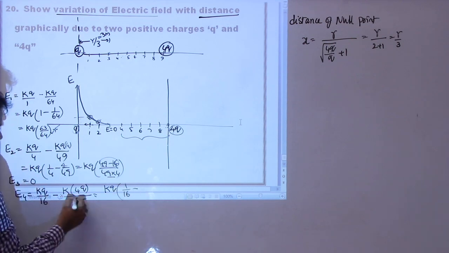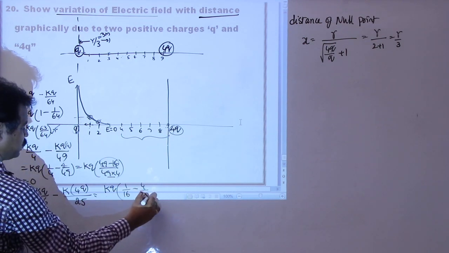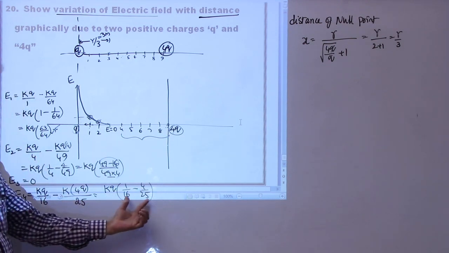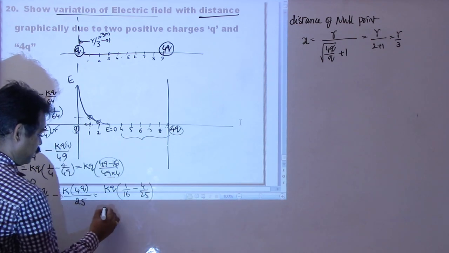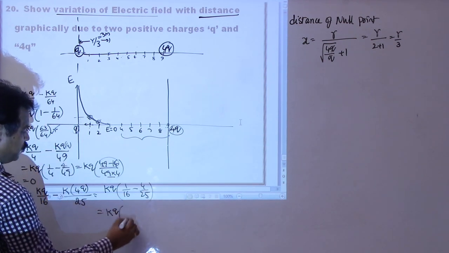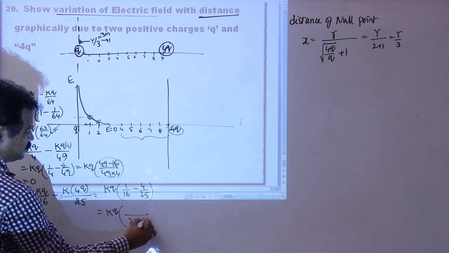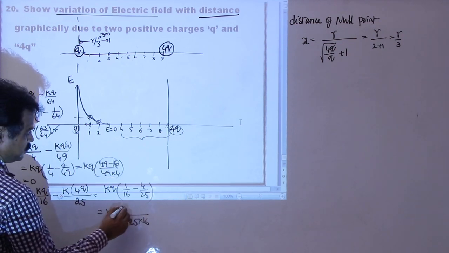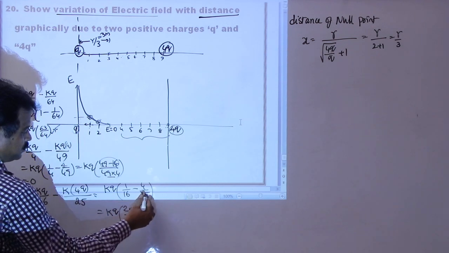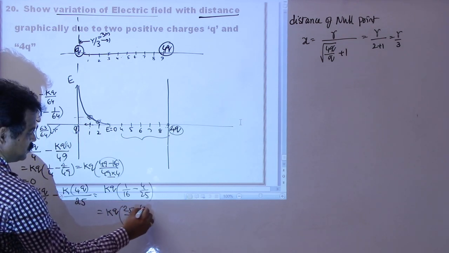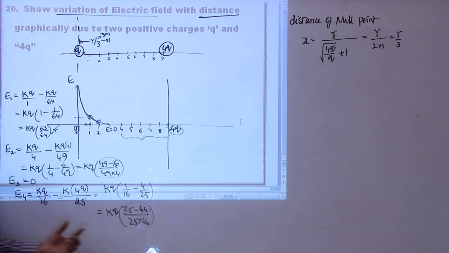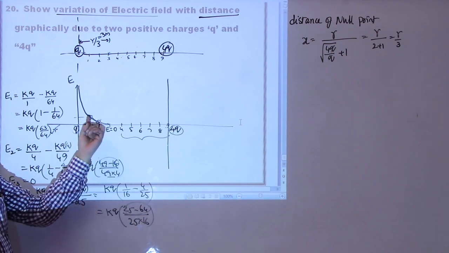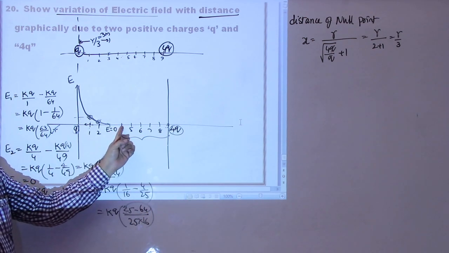Now if you simplify this equation, this will be 1 by 16 minus 4 by 25, and you can observe 16 into 25, which you can write as kq, this is 25 minus 64 over 25 into 16. So here you can see this value is negative.